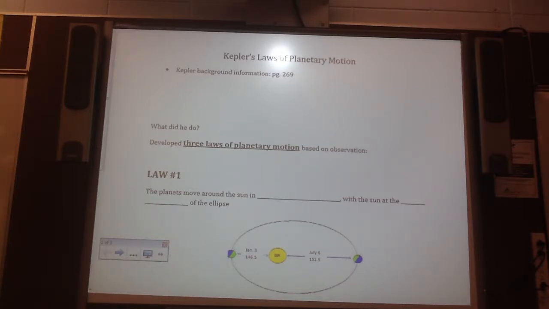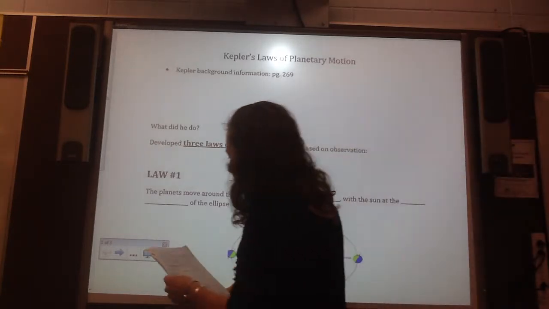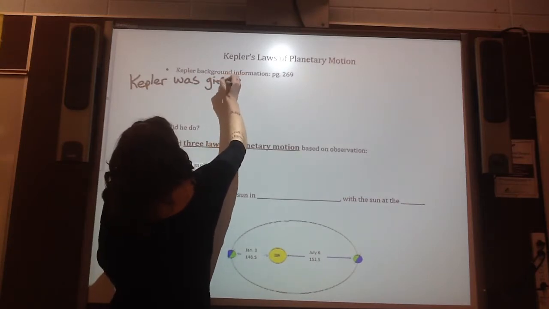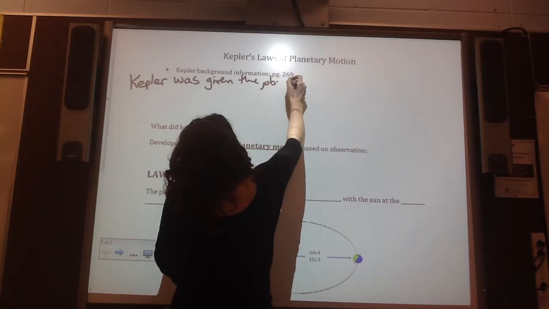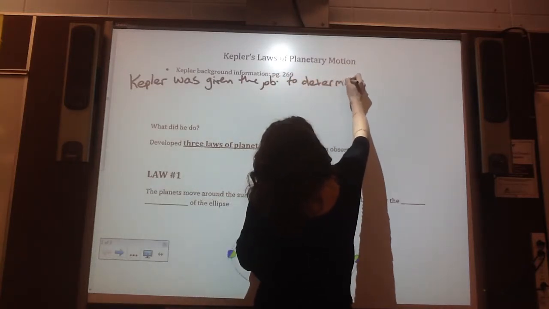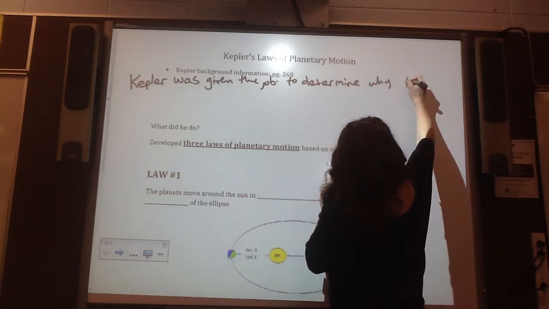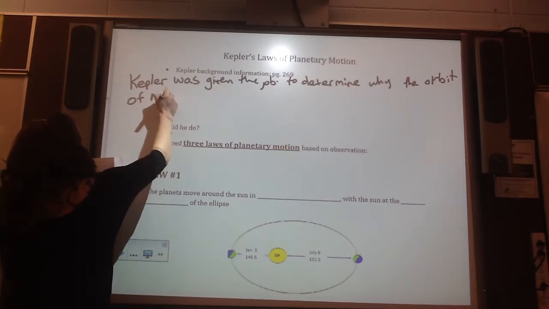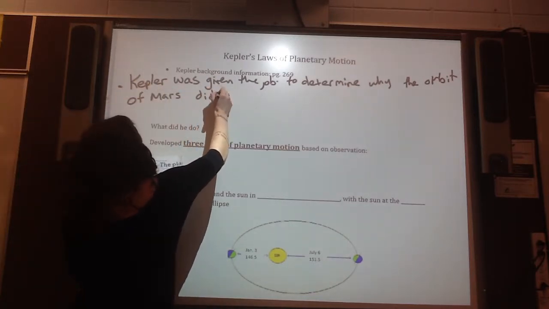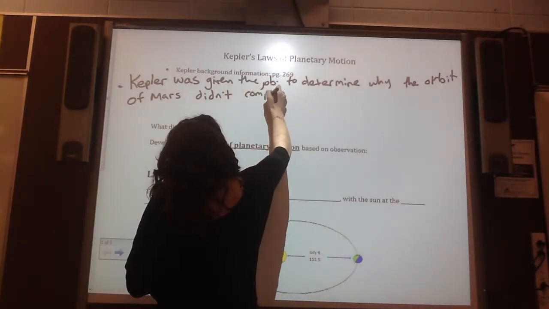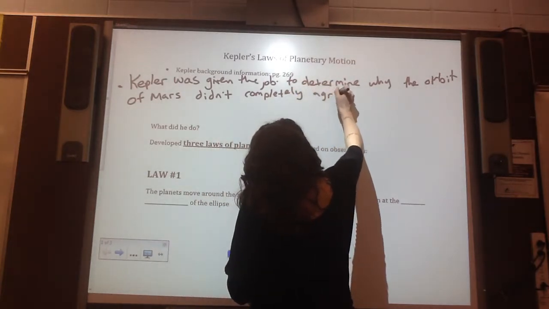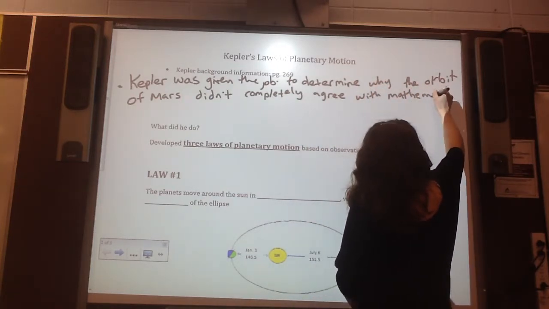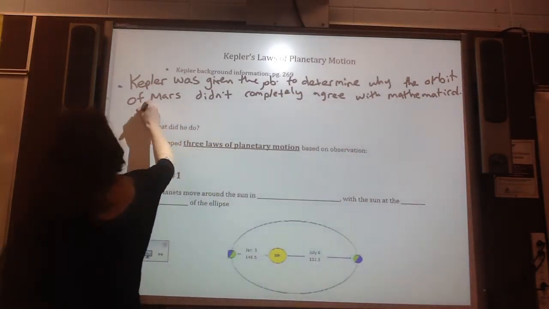So this is what he was up to. Let's write that down in our background information. Kepler was given the job to determine why the orbit of Mars didn't completely agree with mathematical predictions.